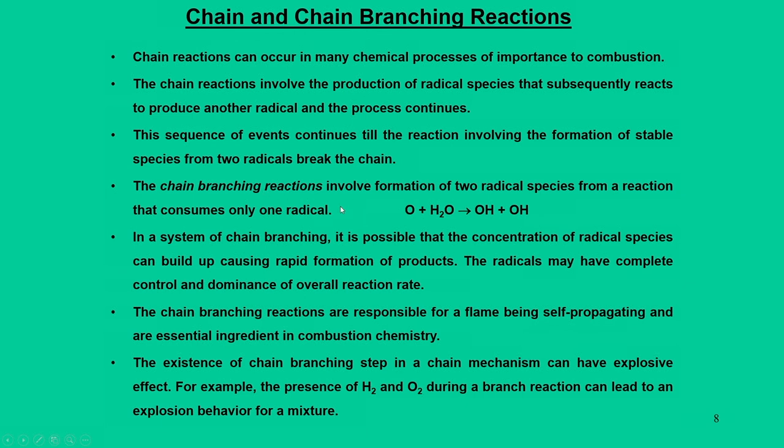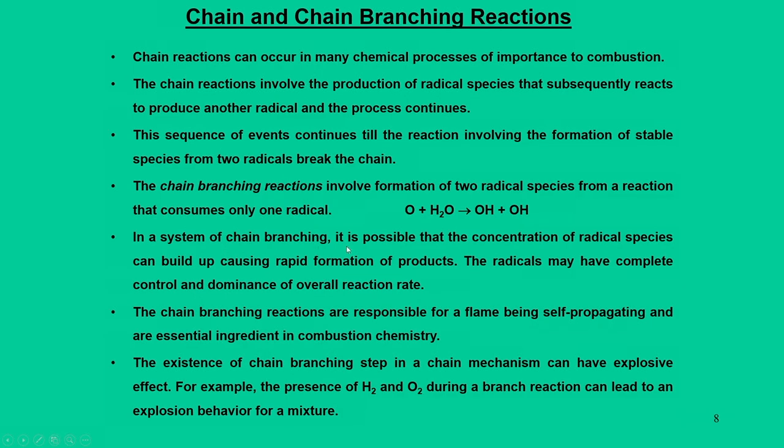These are called chain branching systems, and this OH will again react with some O atom or some other atom to form another component. This branching process keeps on happening, and in a chain branching system it is possible that the concentration of radical species can build up, causing rapid formation of products. Although it starts with a chain initiation, after branching, when subsequent radicals are formed, it accelerates the chemical processes. At some point of time, they take complete hold of the entire reaction mechanism, or dominate the overall reaction steps.